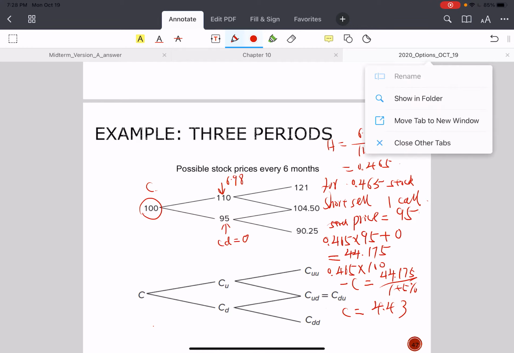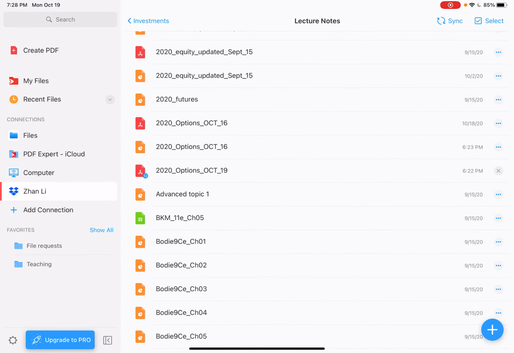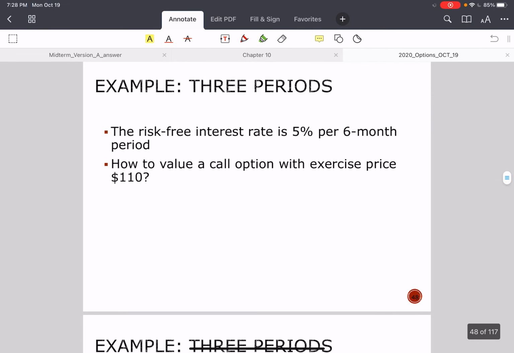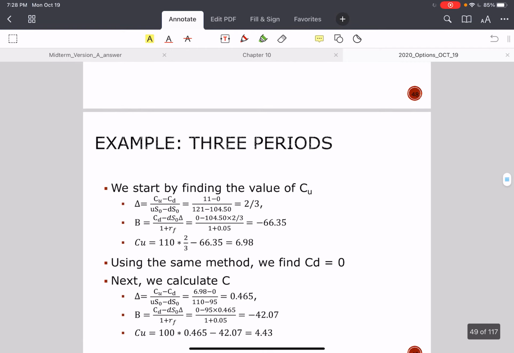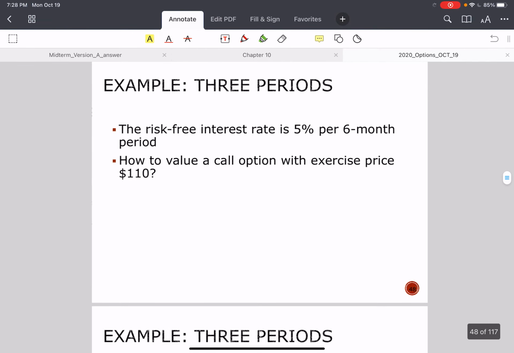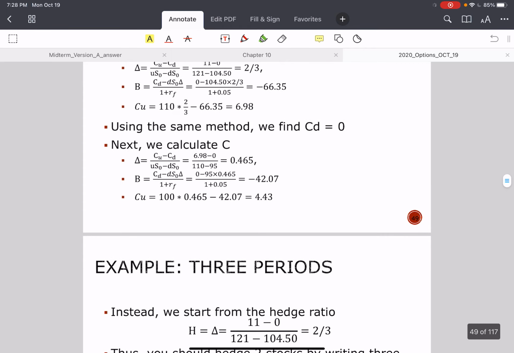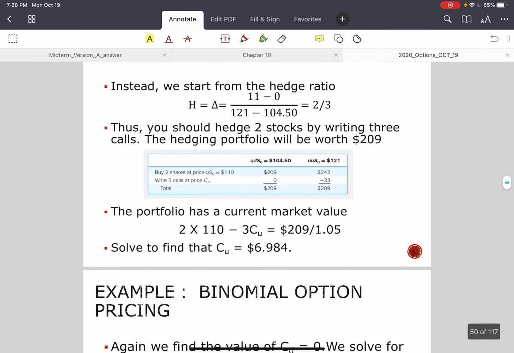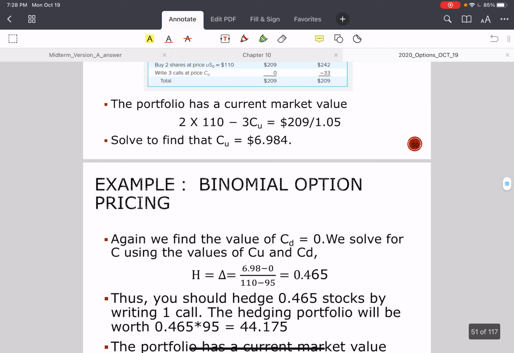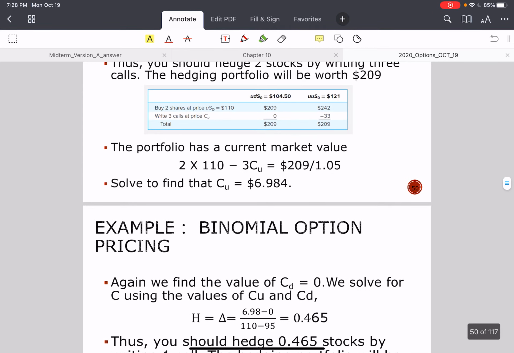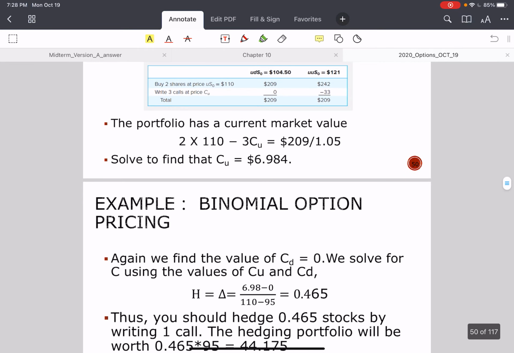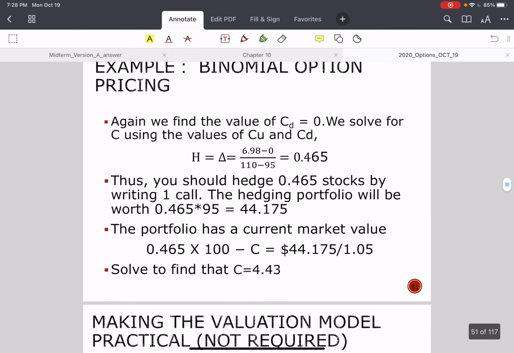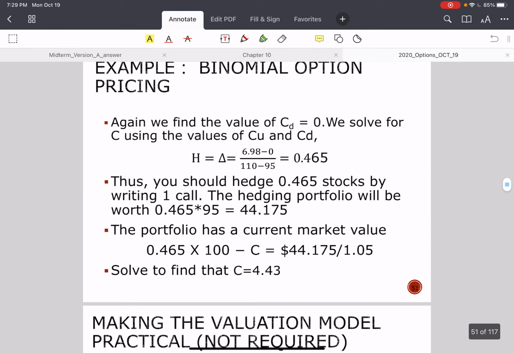Oops, what happened? Okay, so now basically you can see that you have the answers on this lecture note. So if you did not fully understand what I have just done, obviously you could read this lecture note and see these different steps, right? See how both the replication approach and the hedging approach work.